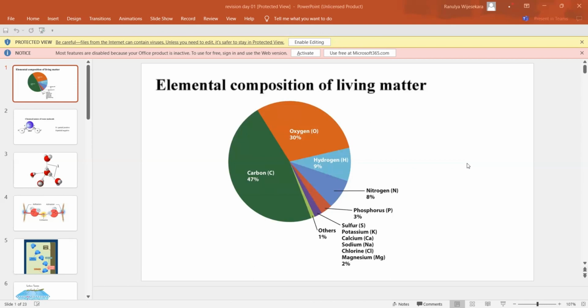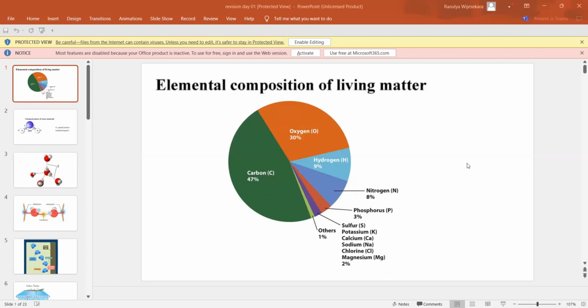And plants need 17 elements. Then out of those elements, carbon, oxygen, hydrogen, and nitrogen, 4 elements, make up 96% of living matter. So in a human body, the elements making up 96% are carbon, oxygen, hydrogen, and nitrogen.